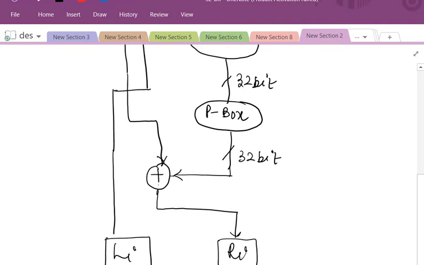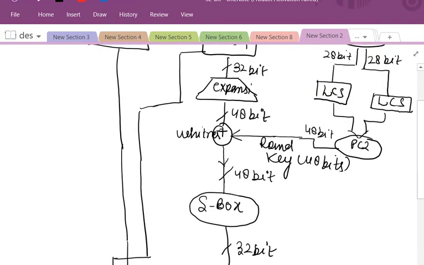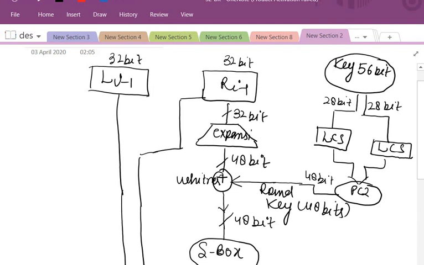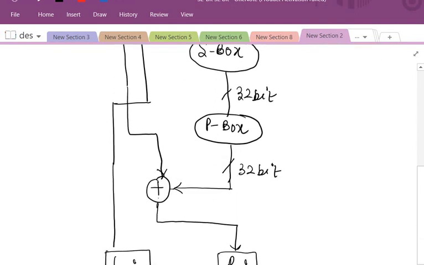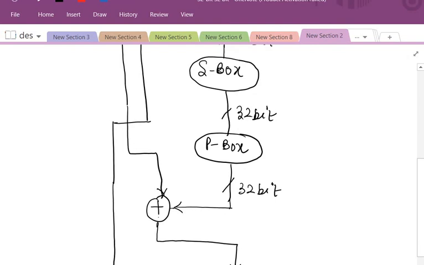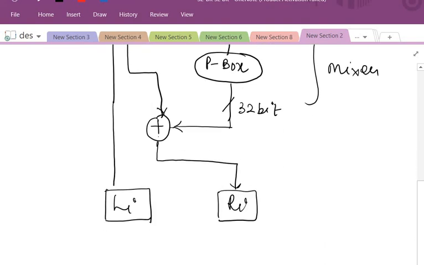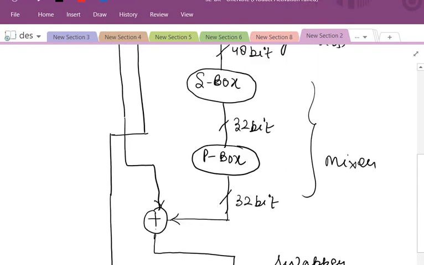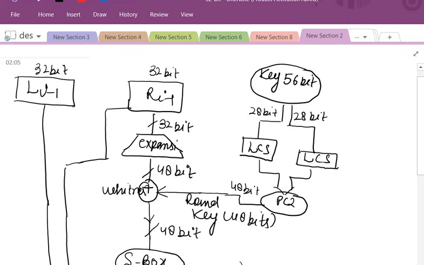So this is the operation inside the DES function. This will contain 4 components. The first one is the expansion P box, S box, whitener, and a P box. So this is called the mixture, and this one is called the swapper, and this one is called the key generation algorithm.